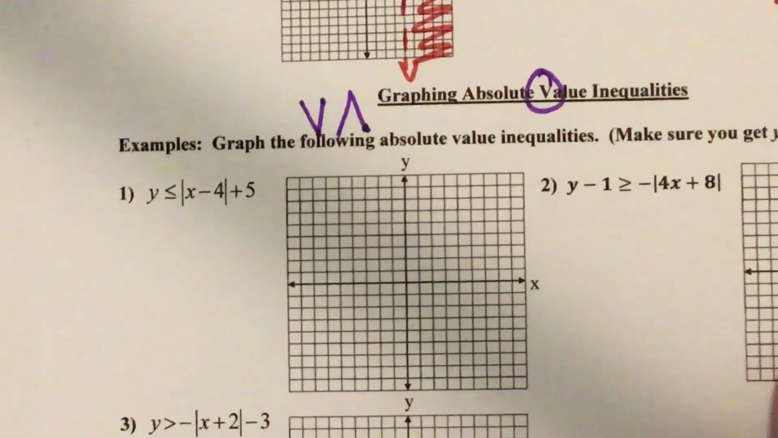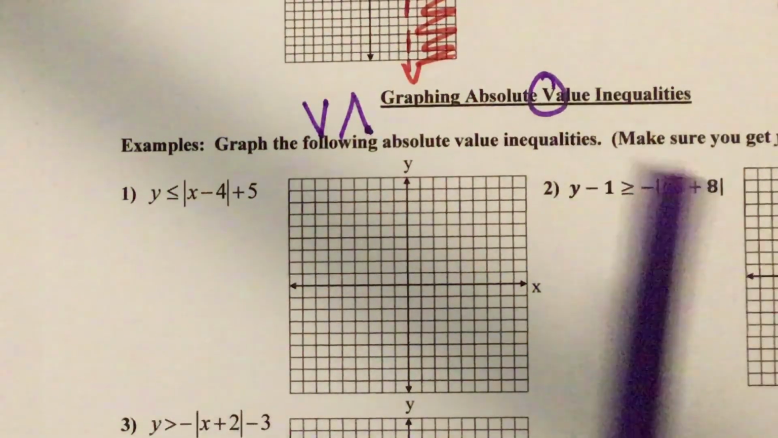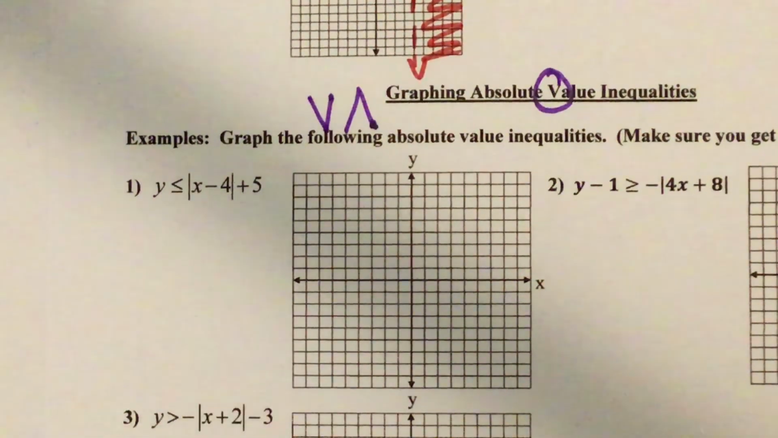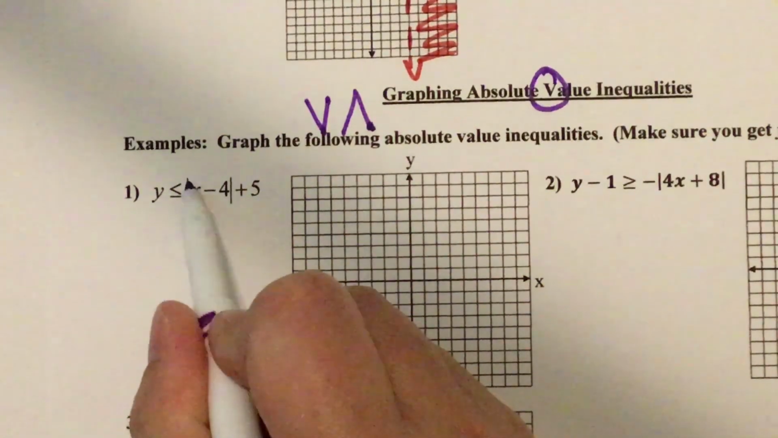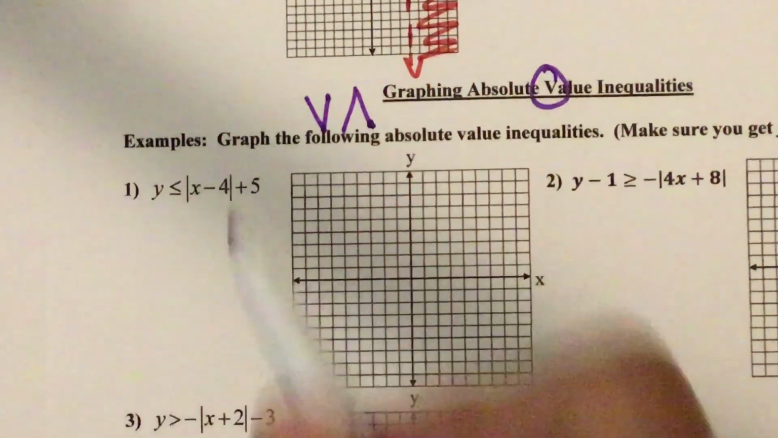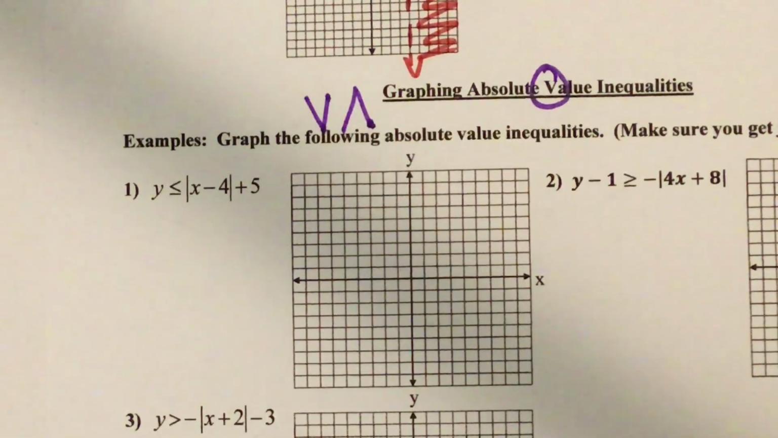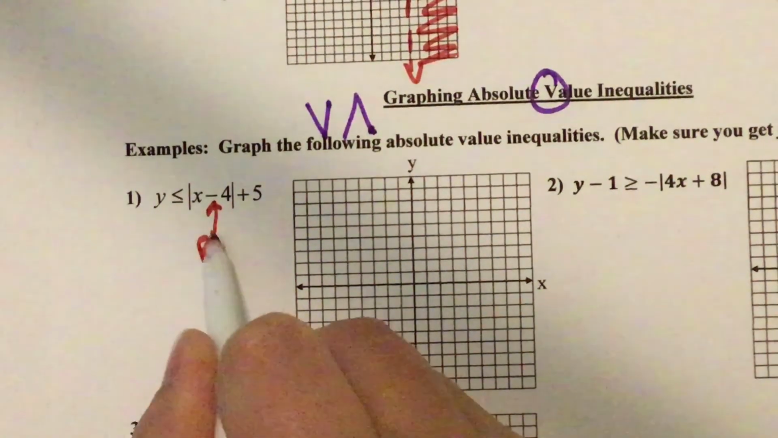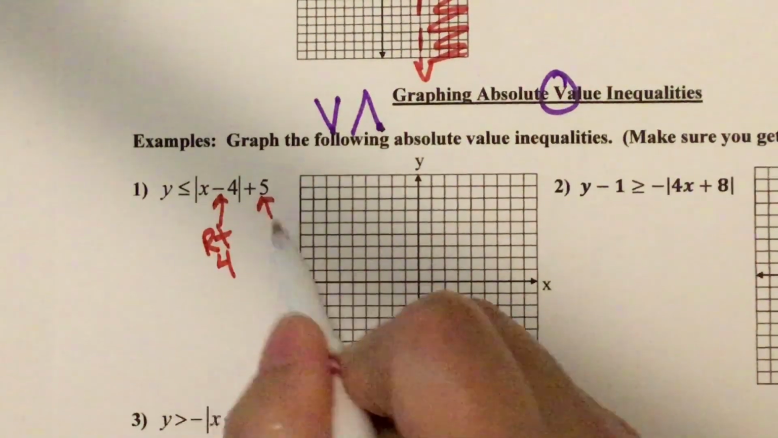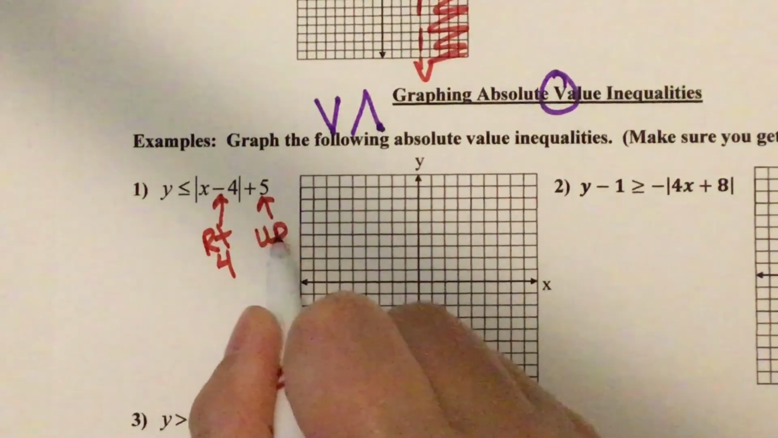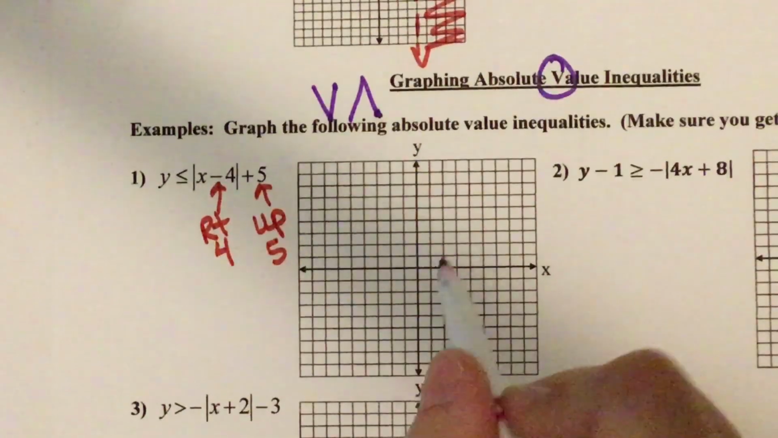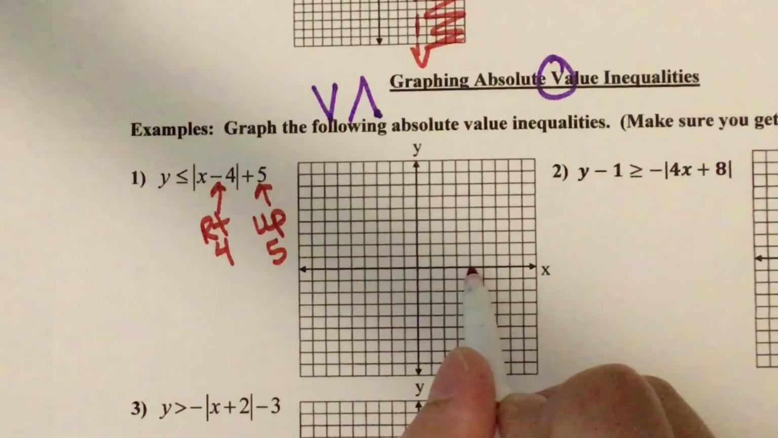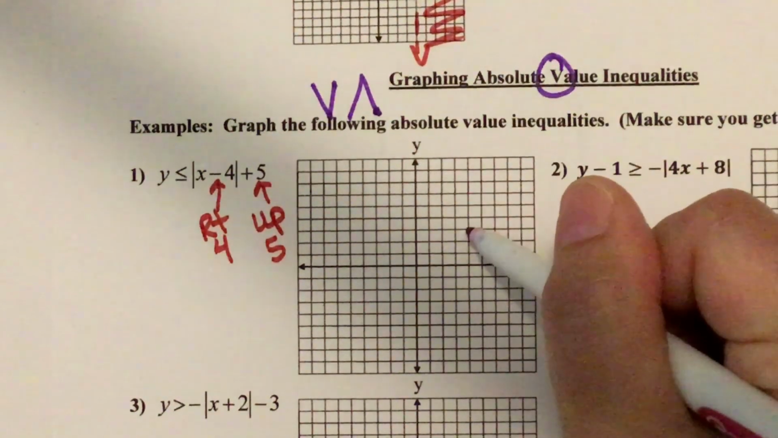Okay, now we can do the translation rules. The left, right, up, down, if the M is a 1. So is my M a 1 in this problem? Yep, there's a 1 smushed up against that X. You just don't see it. Yay! So I get to do the whole left, right, up, down. Do you remember what the -4 inside is going to make the graph do? Go right. How about the +5 in the back? Go up. All right, so instead of starting at 0, 0, I am going to go right 4 and up 5.